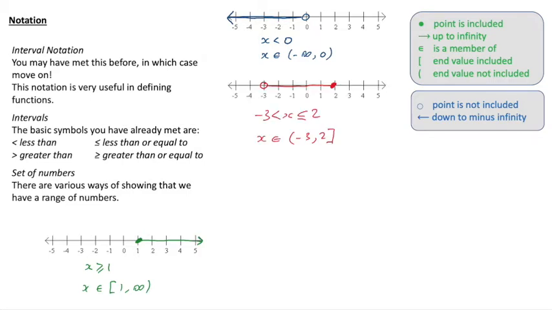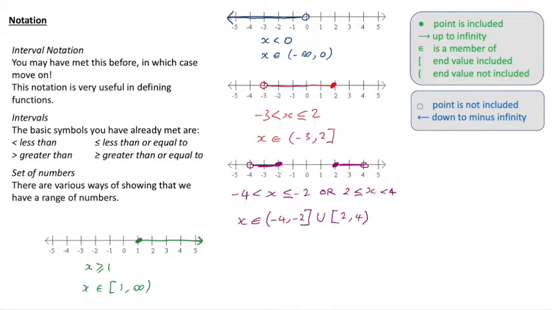This one we have x lies between minus 3 and 2, and it could be equal to 2, and we can see that denoted on the diagram by the open circle at minus 3 and the closed circle at 2, or filled in circle. And we can also say alternatively that x is a member of the interval from minus 3 up to 2, round bracket at minus 3 because minus 3 is not included, square bracket at 2 because 2 is included.